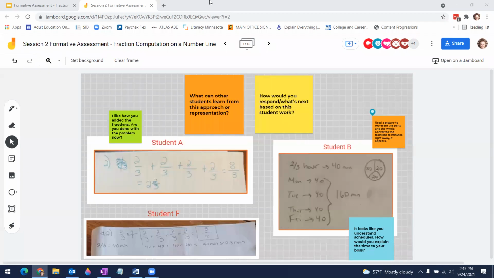Kevin has a great question in the chat saying, for student B, what if it was 2/3 of a pound instead of 2/3 of an hour? How would my picture change? How fantastic is that? When we get into our units, oh, that is a beautiful question. I'd love to see what the student would say about that.